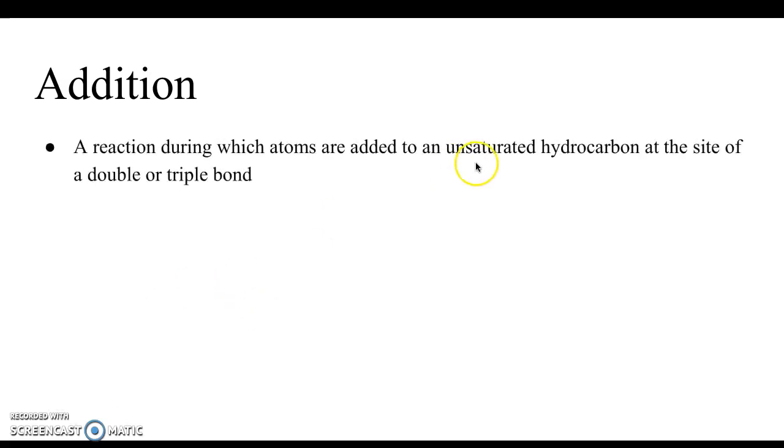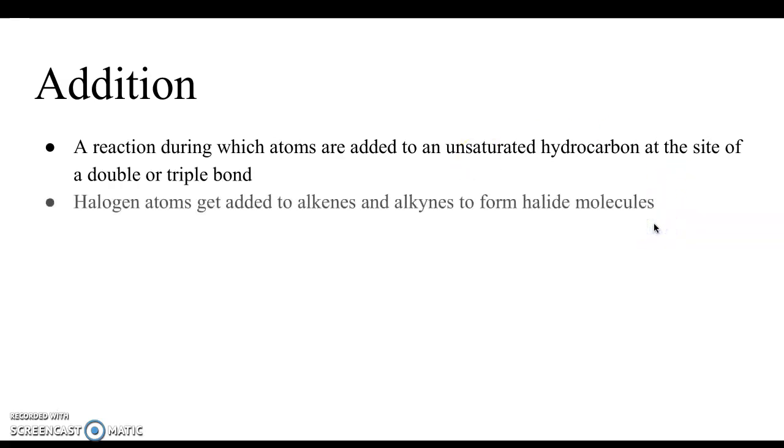Addition reactions. So in addition reactions, we're adding an atom to a molecule. Specifically, we're looking at unsaturated hydrocarbons, so a hydrocarbon that has at least one double or triple bond. Atoms are going to be added at the site of that double or triple bond. Typically, we're looking at halogen atoms getting added to alkenes or alkynes to form halide molecules.